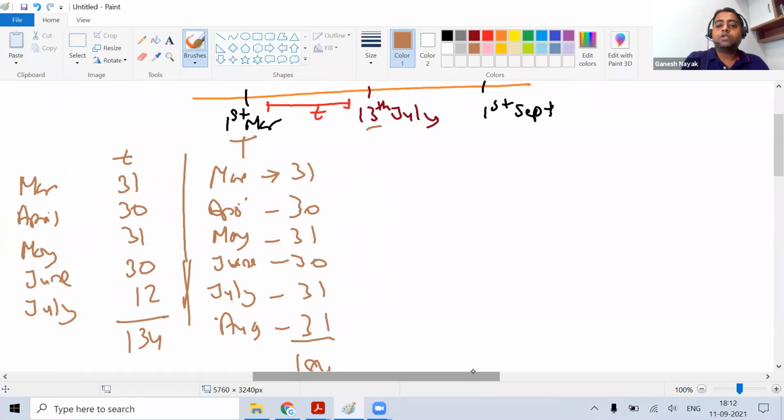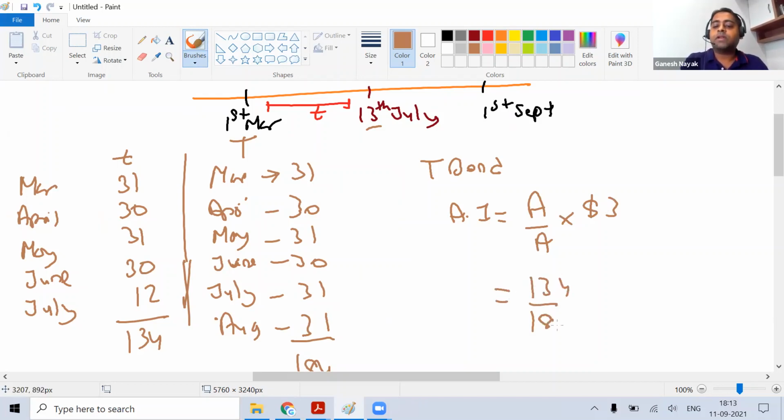Now, so how will you calculate for T-bond? Accrued interest for T-bond is going to be actual by actual into the $3, right? Because the coupon was $3. So it's going to be 134 divided by 184 into $3. See, this calculation is not a problem. The problem is to find this 134 and 184, right? Calculation is not a big issue for us. So this is how the calculation is going to happen.